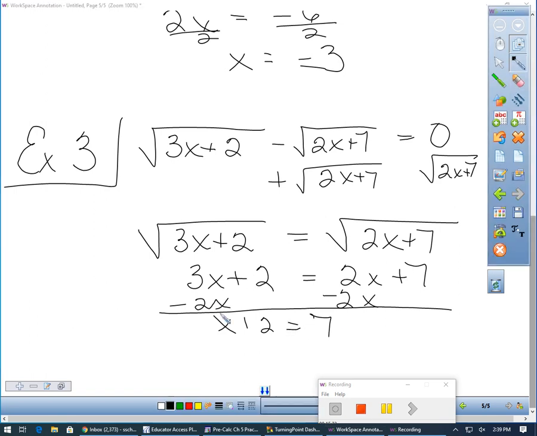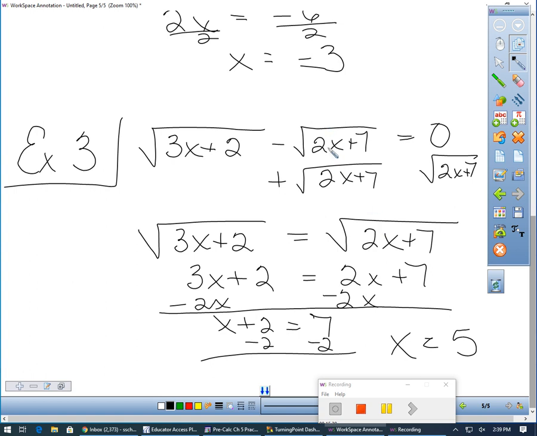Yep, and then subtract your 2. Awesome. X equals 5. Now we really should check to make sure it works, right? So if I take my 5 and plug it in here, 3 times 5 is 15 plus 2 is 17. So I have the square root of 17.